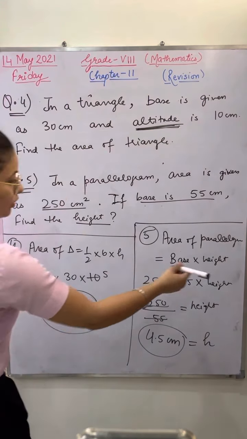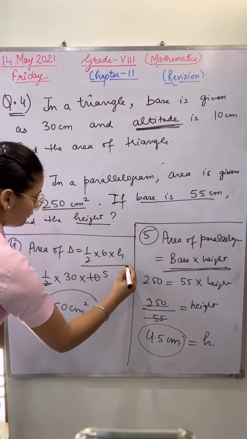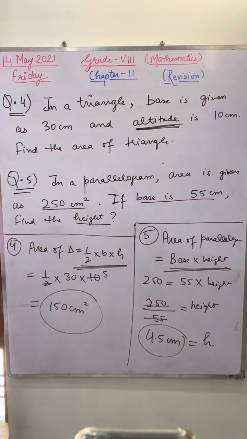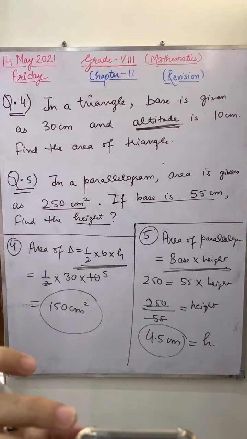Okay, area of parallelogram is base into height. Area of triangle is half into base into height. Okay, please learn the formulas with the figure. Okay, Abhudya Res, correct. So do your work properly, nicely at home. Go for the practice. Take your doubts from me.